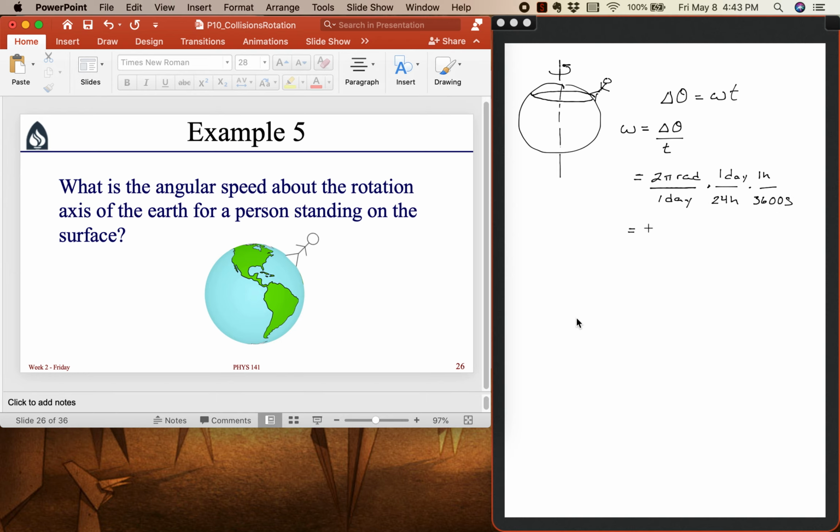And so the angular speed of the person as they go around as the Earth turns is going to be 7.27 times 10 to the minus 5 radians per second. So a fairly slow rate of rotation, as one might expect, since the Earth is not rotating super fast.